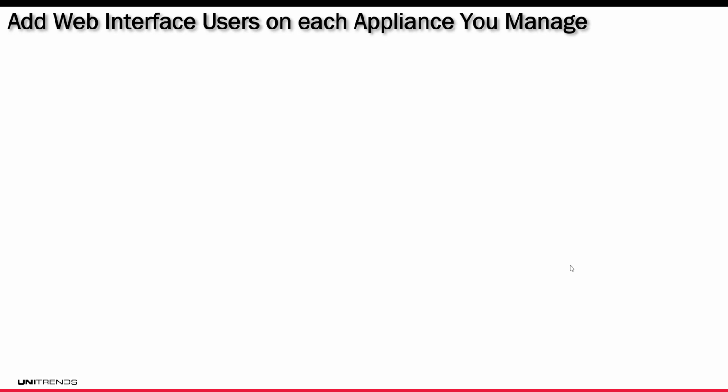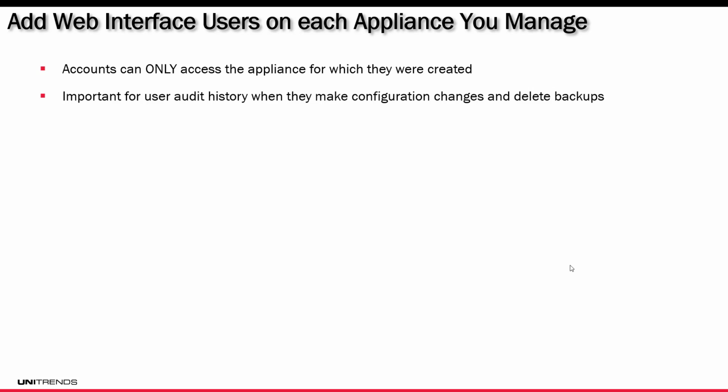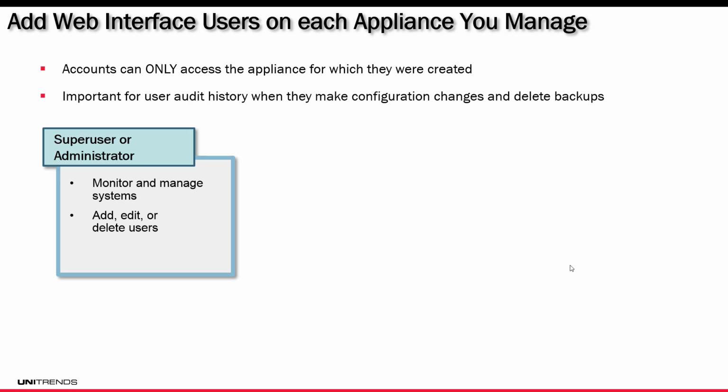You also want to make sure you add web interface users on each appliance you manage, too. Make sure you can get to all of them. The accounts can only access the appliances for which they're created. And it's important for audit history when they make configuration changes and delete backups and are doing things on there that you have the ability to track those different users.